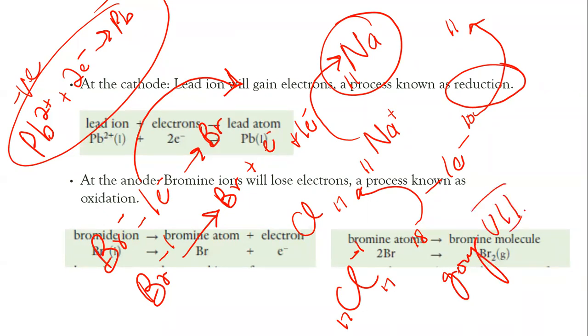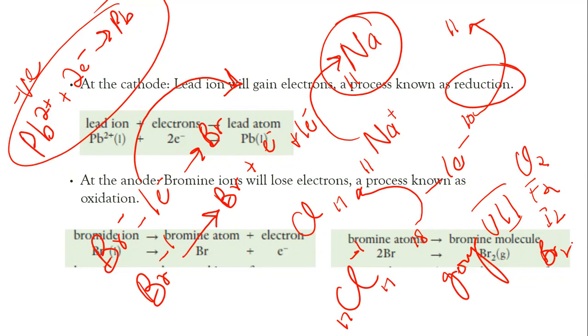And group 7, they are all diatomic. What do I mean by diatomic? Cl2, F2, I2, Br2. They are always going to be present in a diatomic state. That means that they're always going to be present with 2 atoms, right? So you will have 2 atoms of fluorine always bonded to each other.